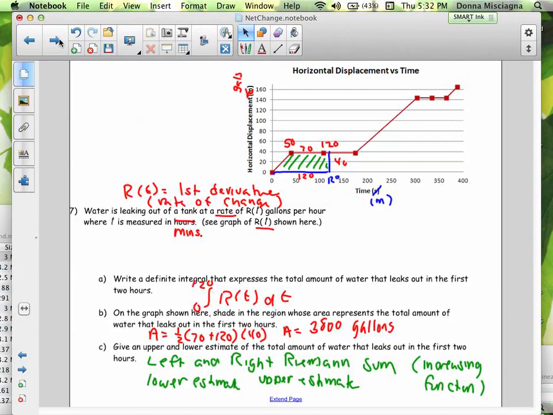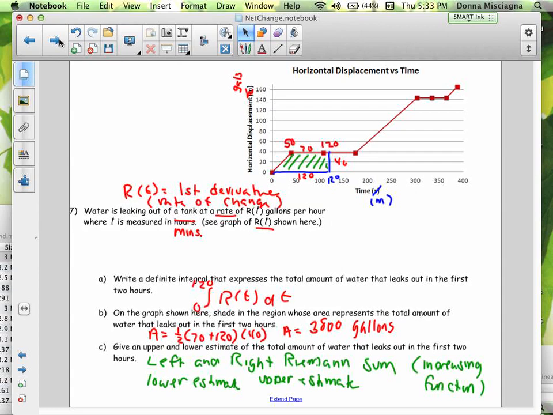So water is leaking out of a tank at a rate of R(t) gallons per hour, where t is measured in minutes. I put minutes up there instead of hours because it doesn't match the graph. It doesn't make any sense to be in hours. So this question had some problems with it. It's a practice AP problem. It just had a couple of problems with its units. So that should have been minutes. And then see the graph of R(t) shown here.